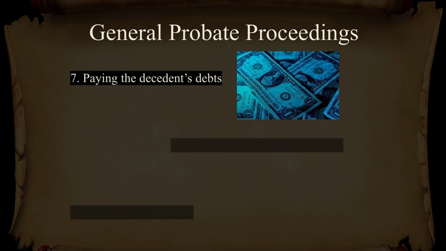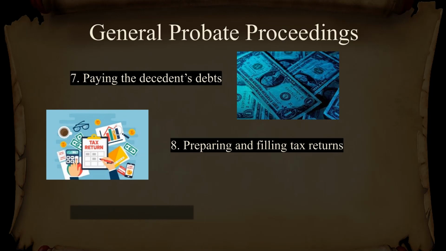Then preparing and filing tax returns. The executor will assure that the decedent's final personal income tax returns are filed for the year they died. They will determine if the estate is liable for any estate taxes, and if necessary, should file these tax returns as well. Any taxes due are also paid from estate funds.